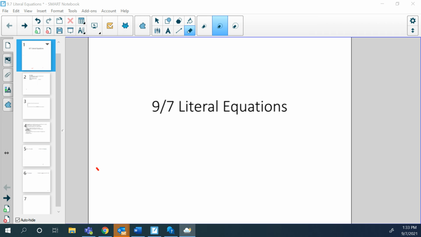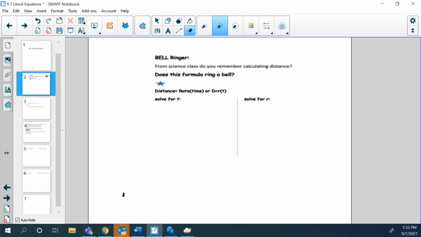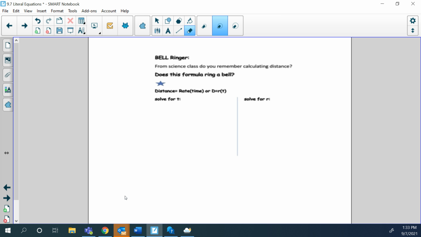All right, guys. Today's lesson is on literal equations, and so bottom line is literal equations are equations where you solve for a variable, and the other side of the equation is also variables. Okay. So let's look at this one. This one we talked about in class today, the bell ringer, where distance is equal to rate times time, and you want to solve for t.